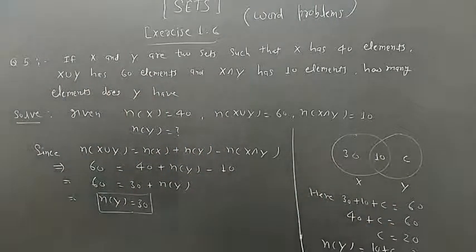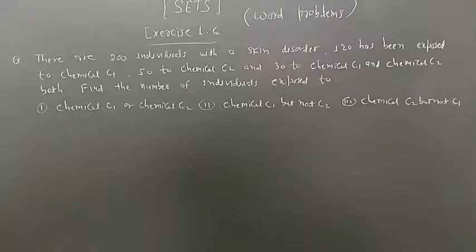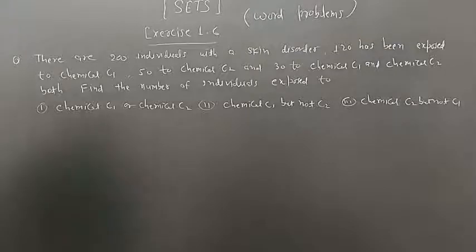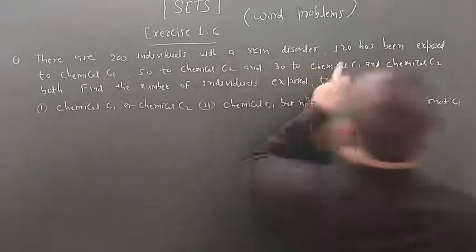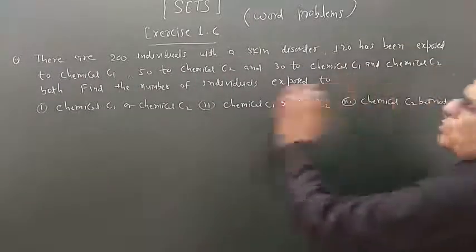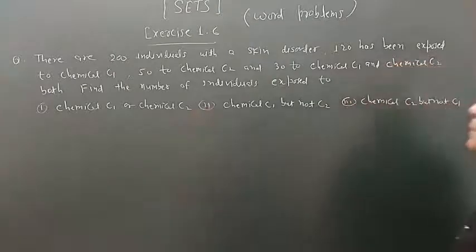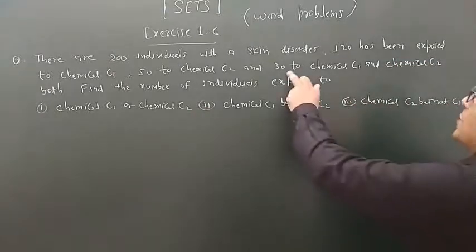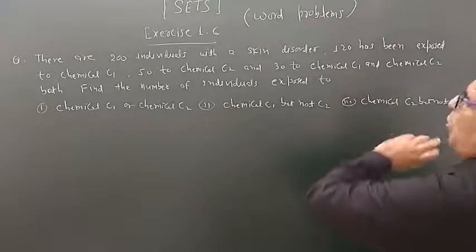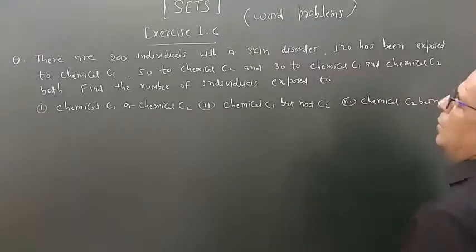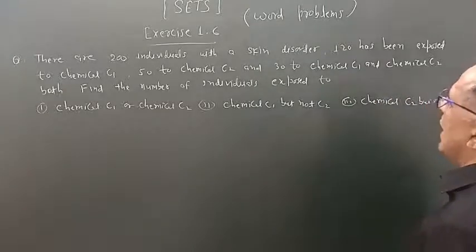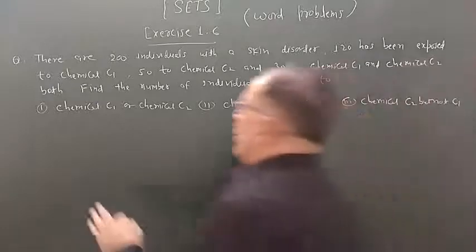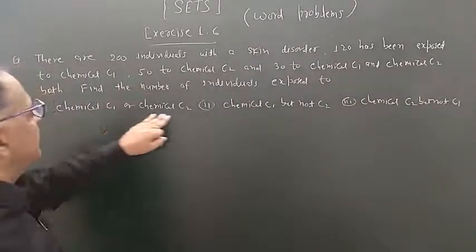Another question: there are 200 individuals with a skin disorder. 120 have been exposed to chemical C1, 50 to chemical C2, and 30 to both C1 and C2. Find the number of individuals exposed to either chemical C1 or chemical C2.